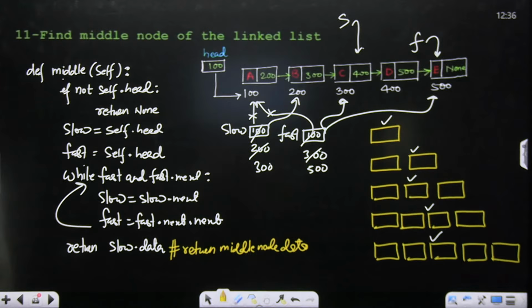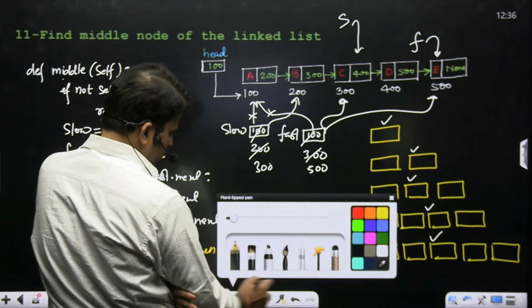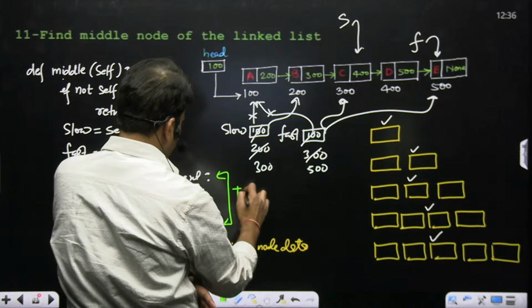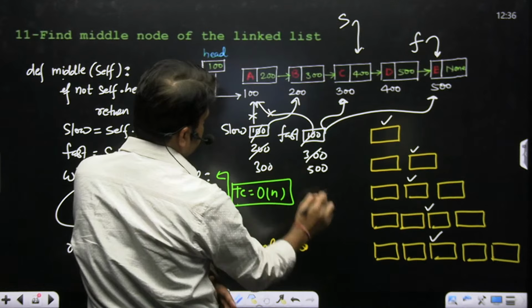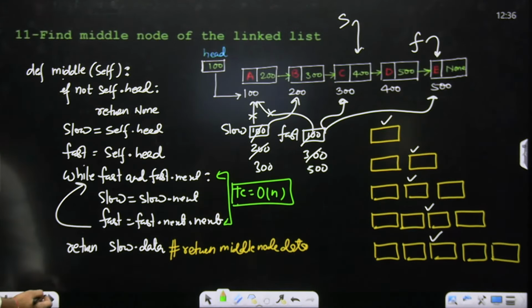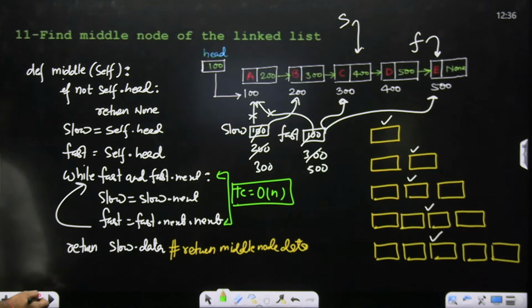What is the time complexity? In this case, you have to traverse this loop in a single scan. So the time complexity is order of n. In a single scan, you can scan the entire linked list. Okay. Detecting a cycle we will discuss tomorrow.